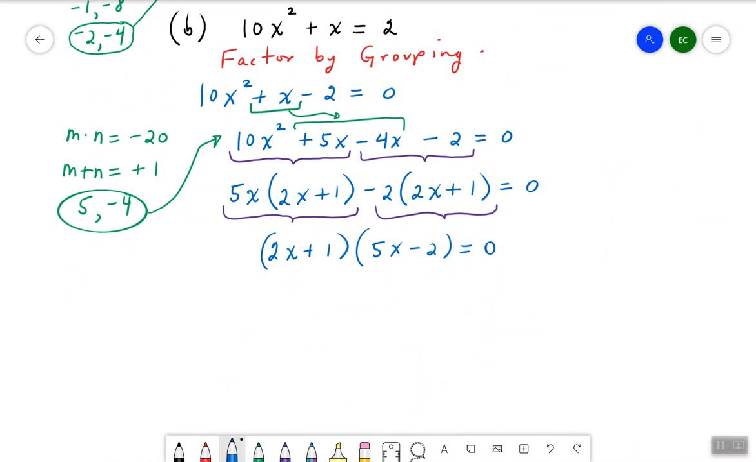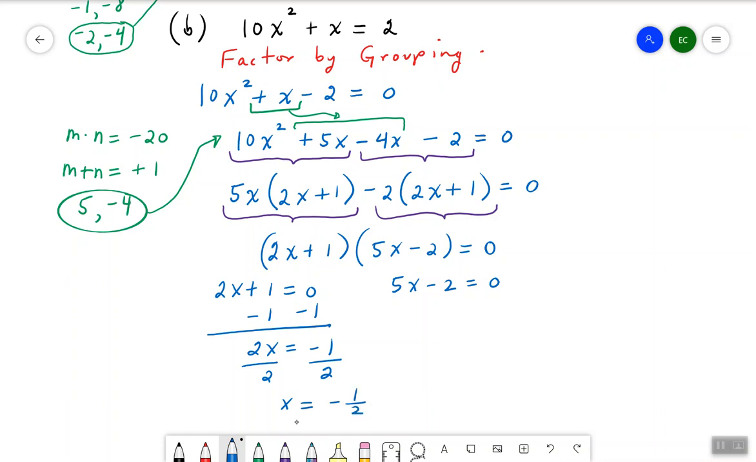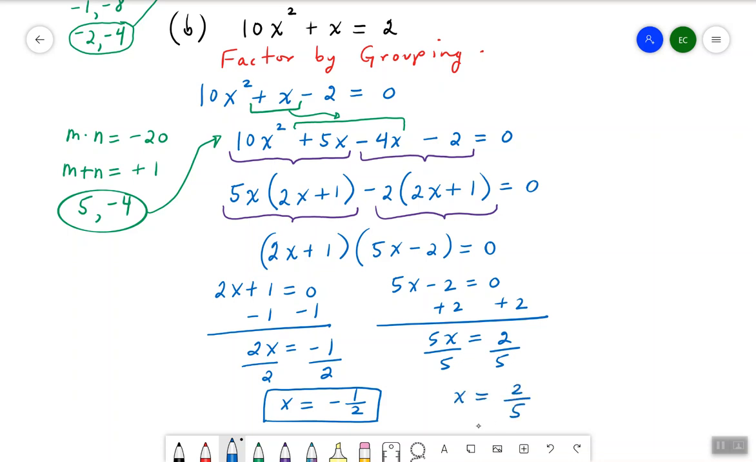We can go ahead and take each factor and set it equal to 0, and we're almost finished with the problem. So if you subtract 1 from both sides of the first equation, you get 2x equals negative 1. And when you divide by 2, you get the first solution, x equals negative 1/2. And for the second equation, we would add 2 to both sides and get 5x equals 2. And then divide by 5 on both sides, and x is equal to 2/5.